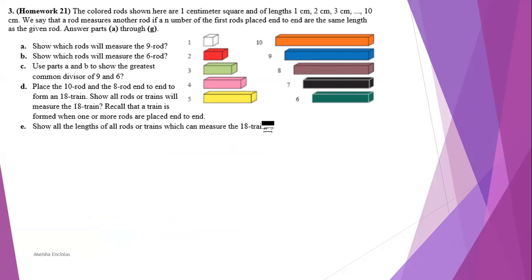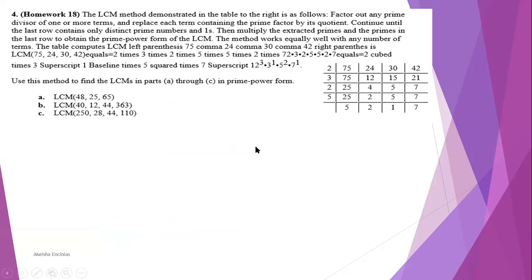So let's go on to question 4. And we're going to use the least common multiple method demonstrated in this table, right here, to factor out the prime divisors. Sorry, I'm tripping over my tongue today. And we're going to replace each term containing by the quotient. So the trick of this, and this one's really fun, is we're going to take these numbers, and I'm actually going to do B. And you're going to put them up here.